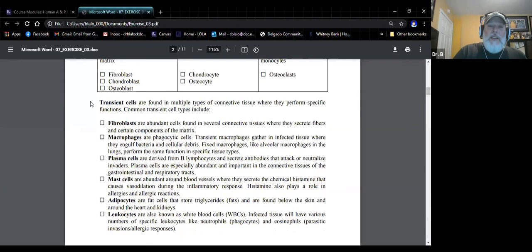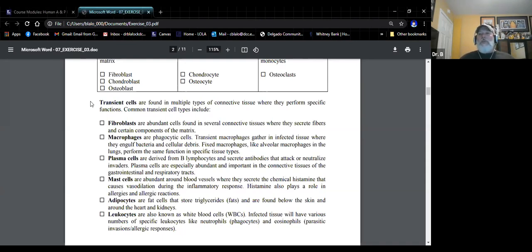Now, transient cells. Transient cells are the cells that we can find in multiple types of connective tissue. One of the most common types of transient cells that we find is a fibroblast. And fibroblasts, we know blast is a building cell, so a fibroblast is a fiber building cell. All right. And we're going to find lots of fibers in connective tissue. Again, that's what we mostly are going to find in that extracellular matrix are different types of fibers. And depending on what types of fibers we find, that typically is going to be what dictates the functionality for that particular type of connective tissue.